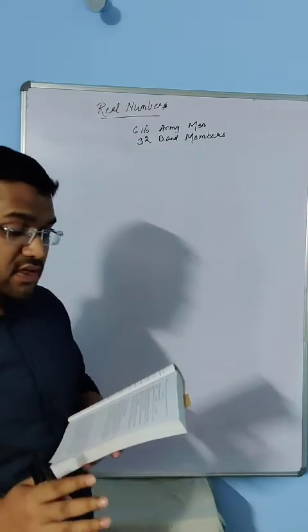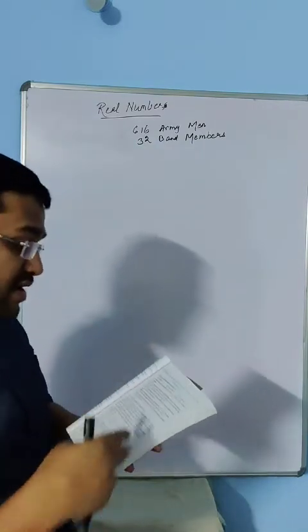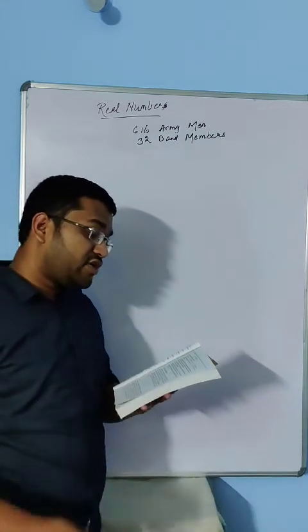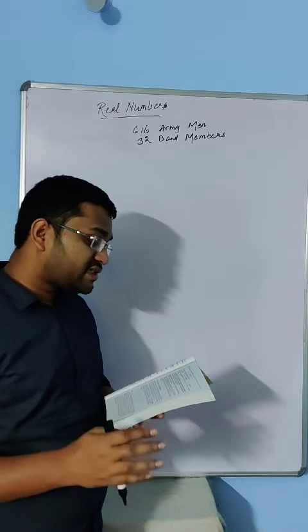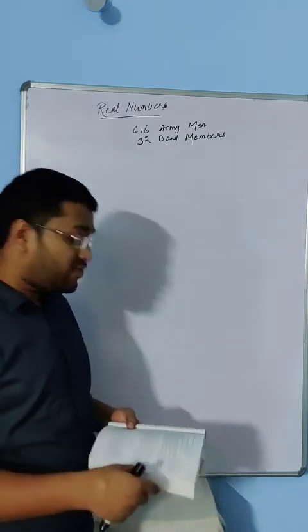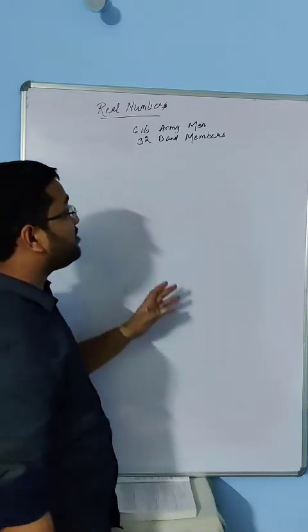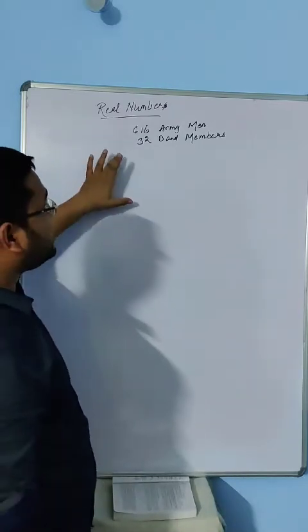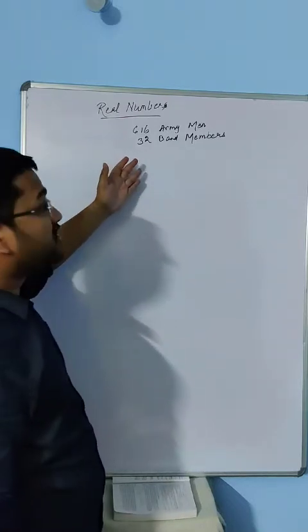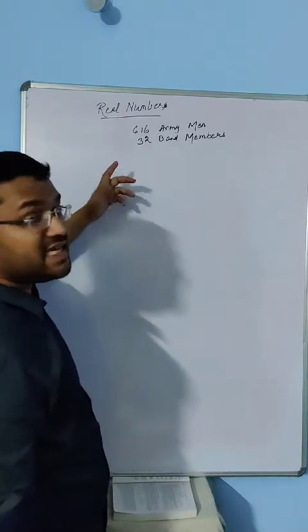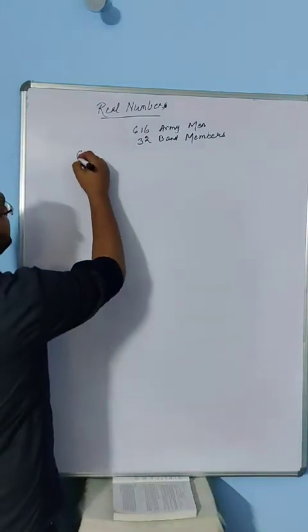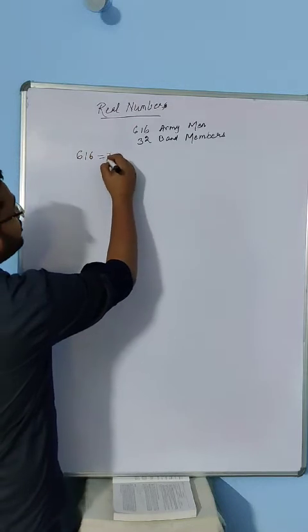So these two groups, the band and the army men, are supposed to march in the same number of columns. You have to find the maximum number of columns in which they can march. Whenever such a case is asked, find the maximum number in which they are equally distributed, in that case we need to find the HCF. So the HCF of 616 and 32.